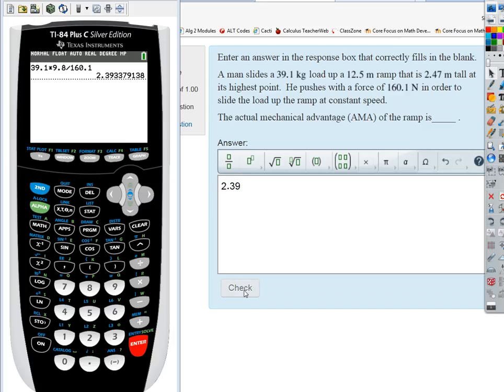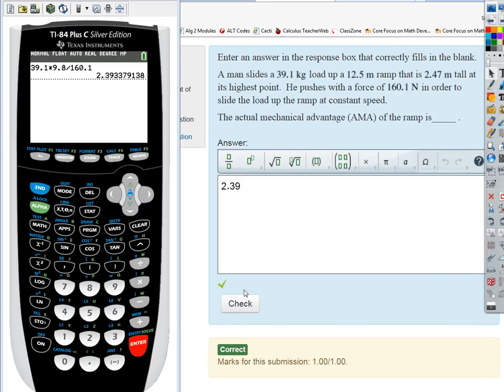Okay, make sense? So if I wanted to calculate the efficiency given this information, how would I probably do it? Divide that by the theoretical. Yeah, I could do that. I could divide it by the theoretical, or I could do output work divided by input work. So my output work is 39.1 times 9.8 times 2.47, right? The weight times the height that's lifted vertically by the machine.